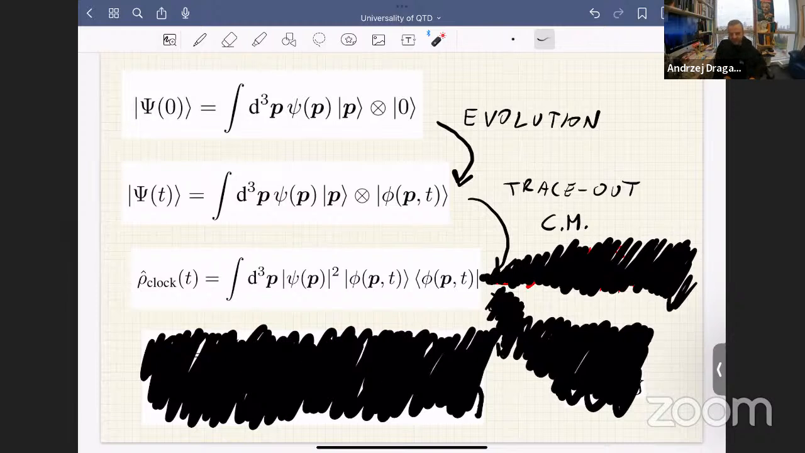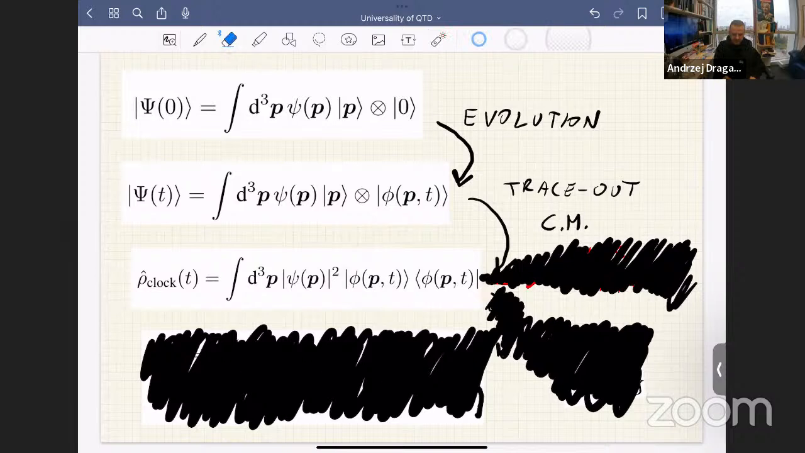So you get some sort of a state like this, and you see that the general form of the state is of a form that you have a probability distribution in momentum space that is a measure of how you average out your clock states. So this is the probability of finding a clock with momentum p, and this is the reading of the clock.